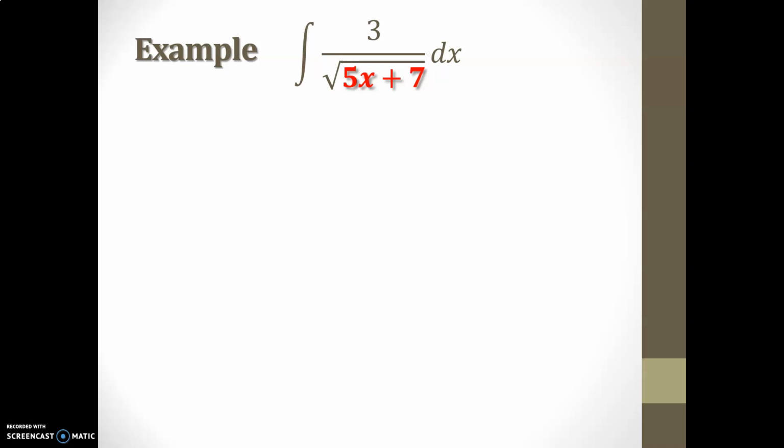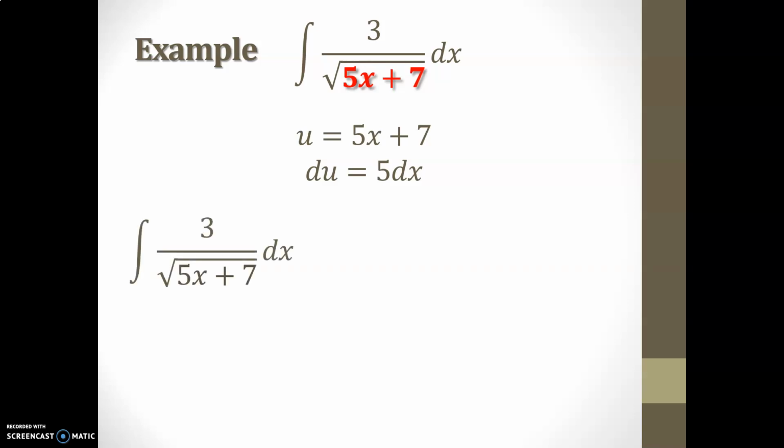In the example where 3 is divided by root of 5x plus 7, we've made the choice of letting u replace 5x plus 7, and that would mean du has to be 5 dx. There is no 5 dx. There's just a dx, or a 3 dx. And that will require that we cheat a little bit. I'm going to multiply by 5 the dx that appears in the integral and compensate by multiplying by 1/5 outside, or by dividing by 5.